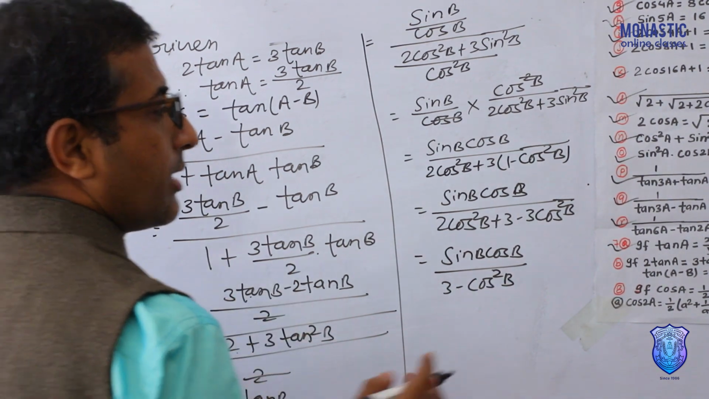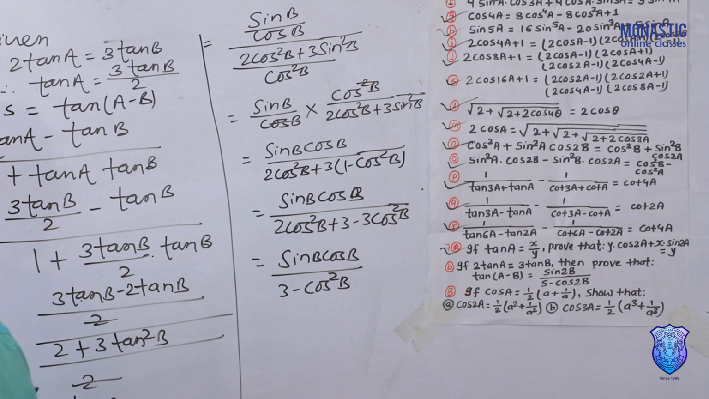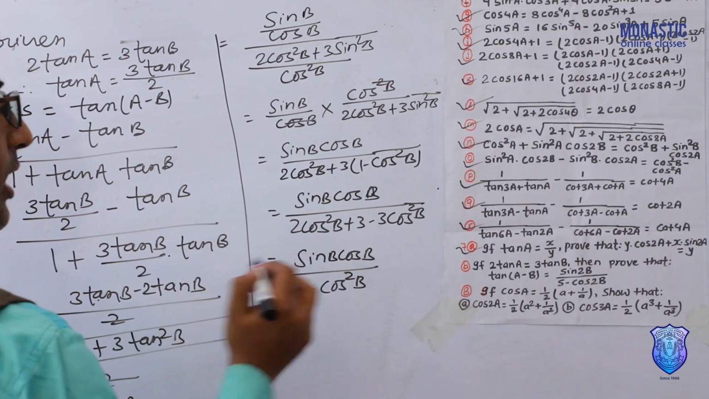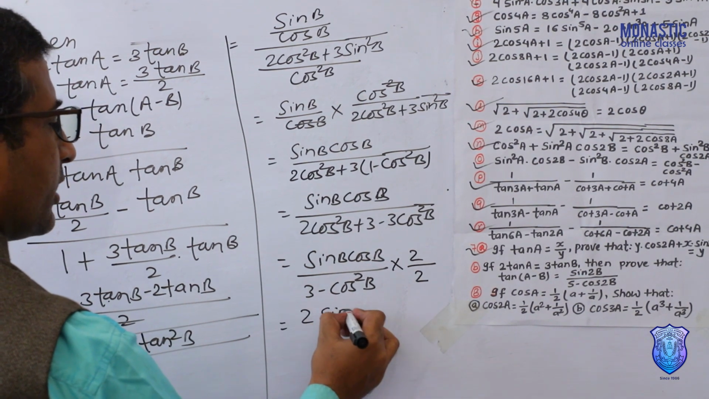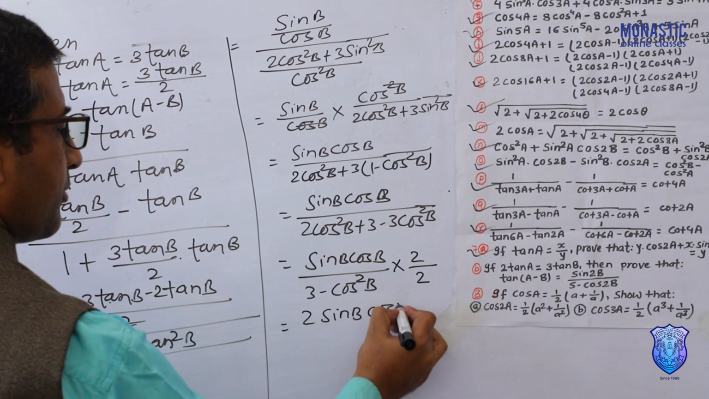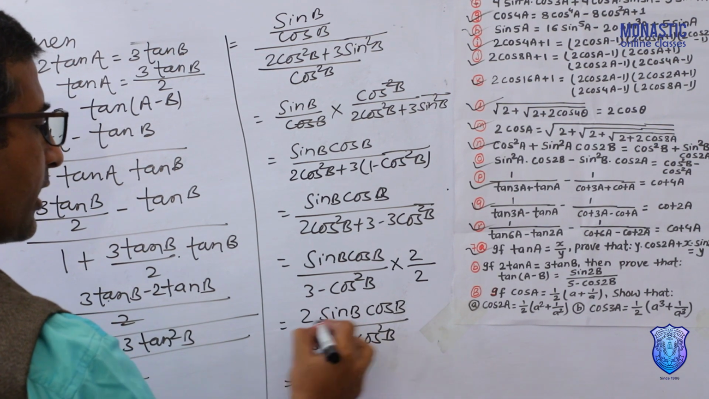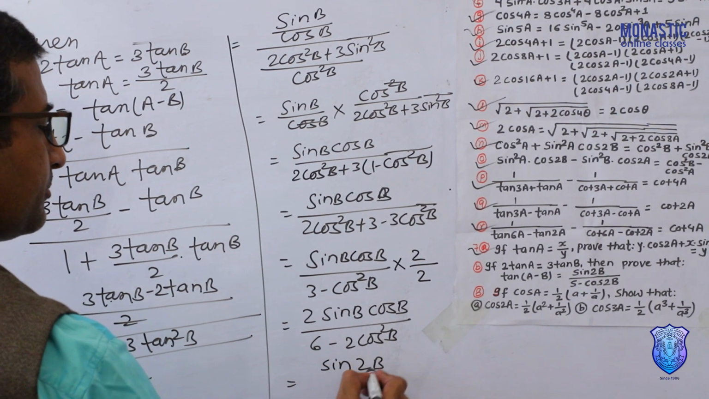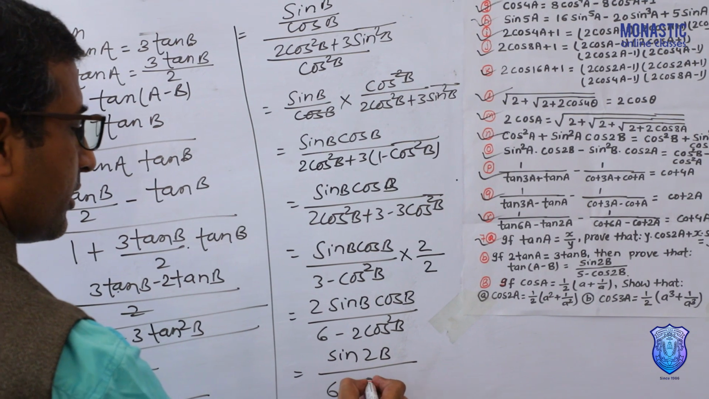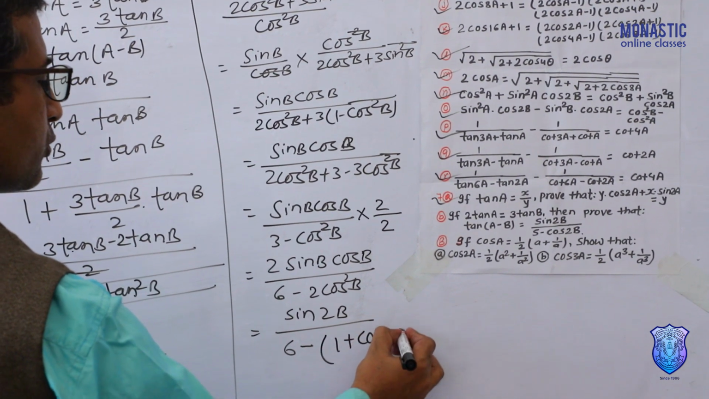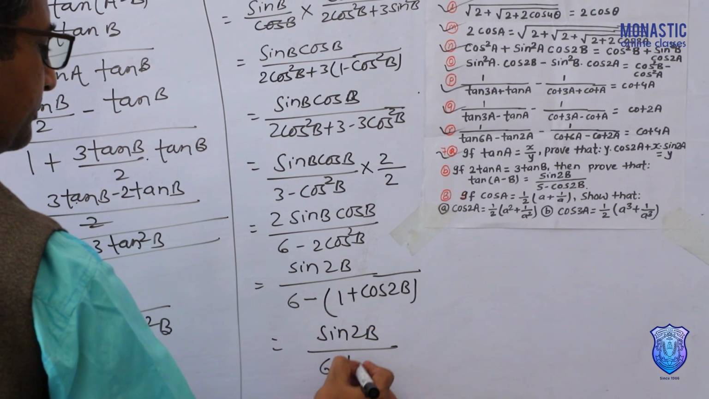But look in the RHS, we want sine 2 beta in the numerator. We came close to it. It is sine beta cos beta, but we want 2 so that it will be in the formula. So multiply numerator and denominator by 2. After the multiplication, we got this result. You can write 2 sine beta cos beta as sine 2 beta. And in place of 2 cos square beta, we want the result cos 2 beta, so we can write 1 plus cos 2 beta. Do the simplification, that's your result.